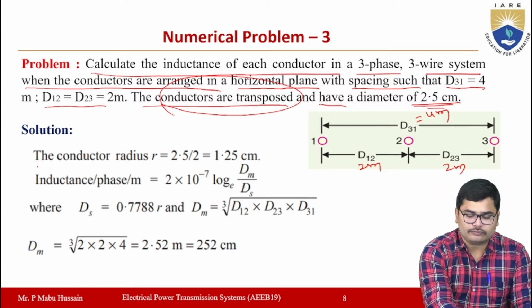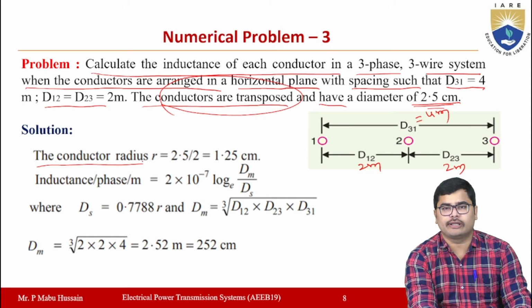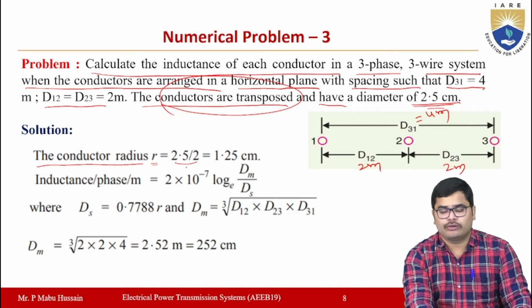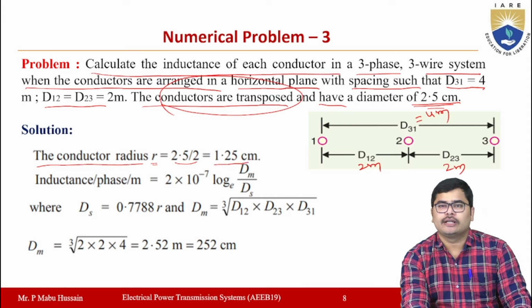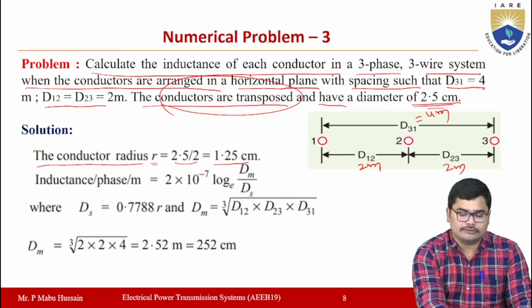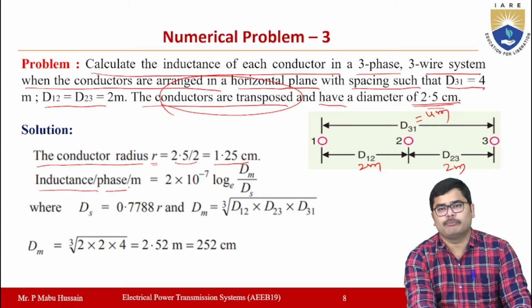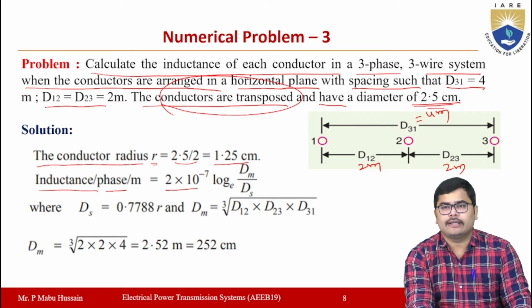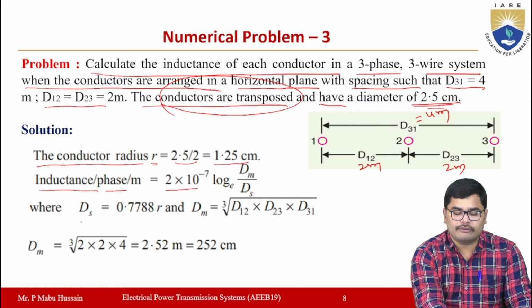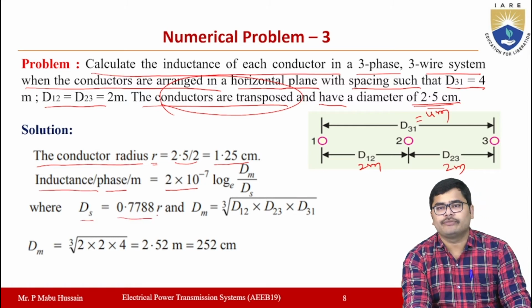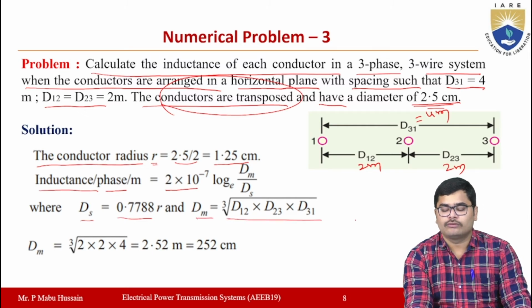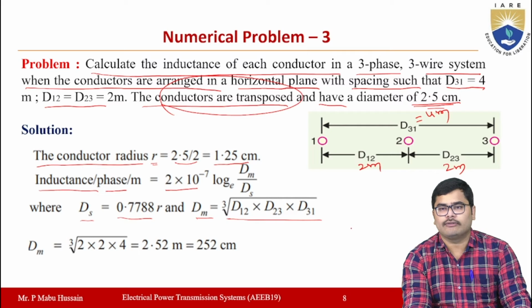So let us see here. When the diameter is given, the radius of the conductor is calculated by dividing the diameter by 2. So the radius R is equal to 2.5 by 2, and you will get 1.25 centimeters as the radius of each conductor. Then the inductance per phase per meter length you can calculate using the expression 2 into 10 power minus 7 ln Dm by Ds, right? And the value of Ds is 0.7788 r, and the value of Dm is the cube root of D12, D23, D31, right?